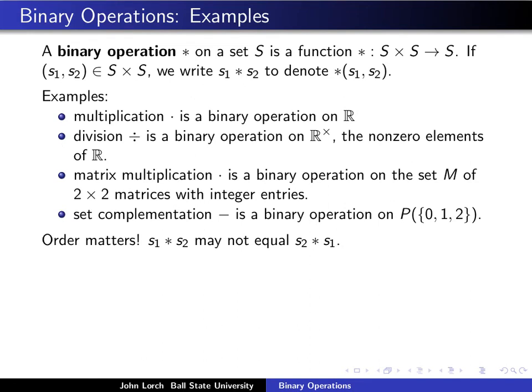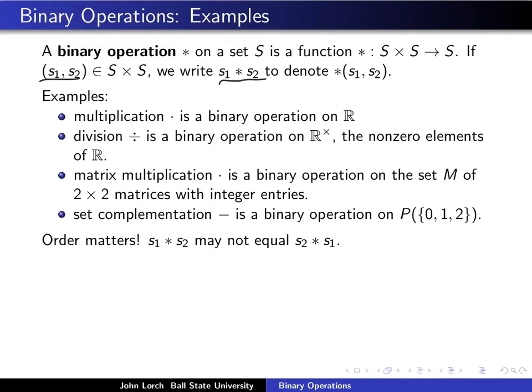A binary operation on a set S is a function that takes an ordered pair of elements from S and returns an element of S. Now, there are lots of examples of binary operations. The first one here is one that you've been familiar with for a long time. It's just ordinary multiplication on the set of real numbers. If you take 2 real numbers and multiply them together, you obtain a third real number.